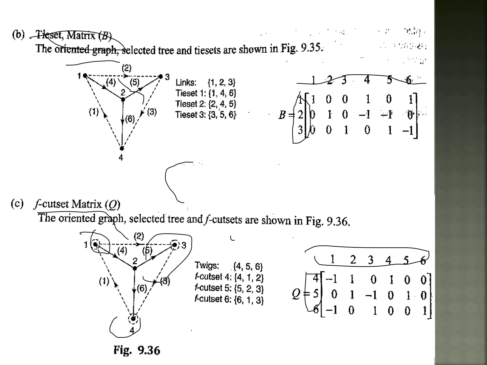This is the tie set matrix with the orientation graph. That is 1, 2, 3, 5, 6 represented the branches. 1, 2, 3 represented the nodes. Here 1, 2, 3, 4, 5, 6 represented the branches. 4, 5, 6 represented the rows.